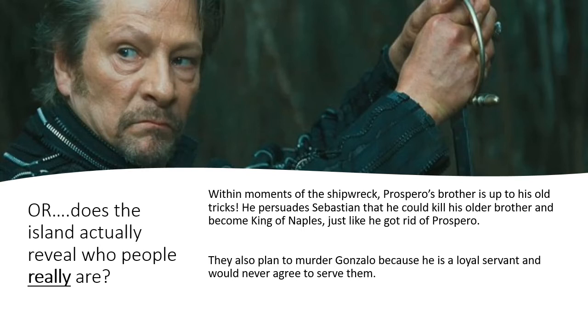I'm going to look at one example here. This is the plot to try to kill Alonso, the King of Naples. So within moments of the shipwreck, Prospero's brother is up to his old tricks. He persuades Sebastian that he could kill his older brother and become King of Naples, just like he got rid of Prospero. They also plan to murder Gonzalo because he's a loyal servant and would never agree to serve them.